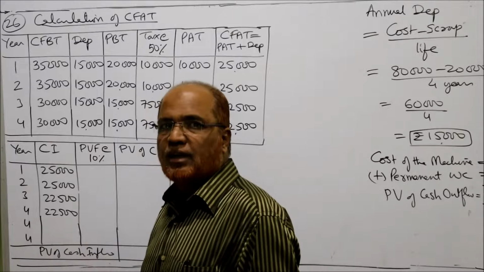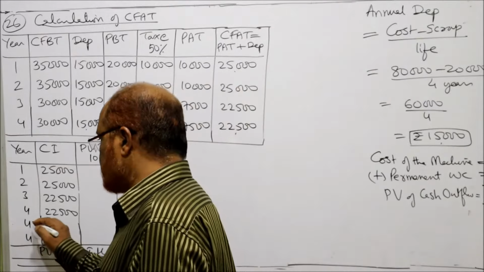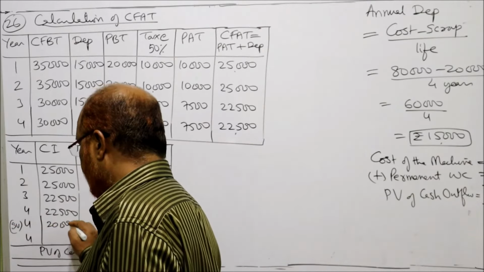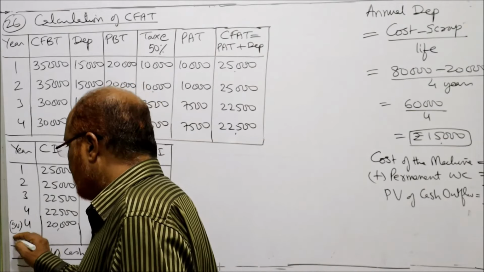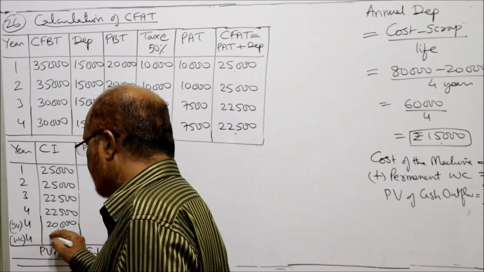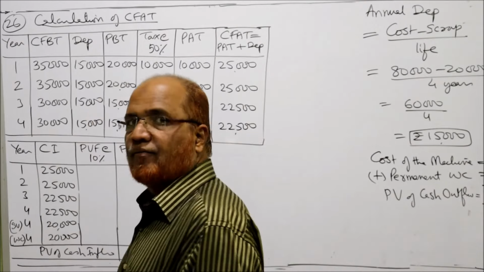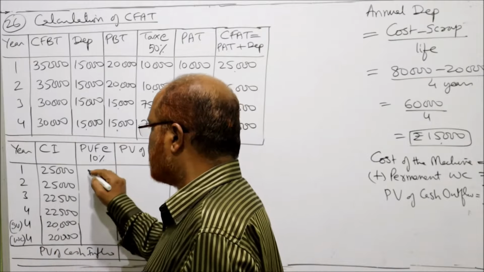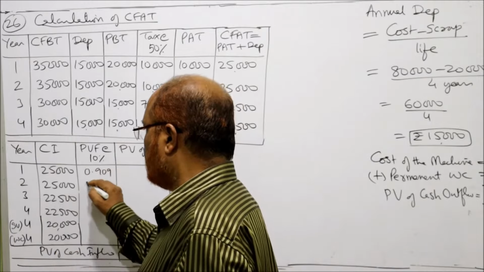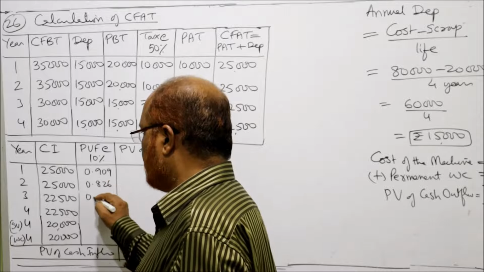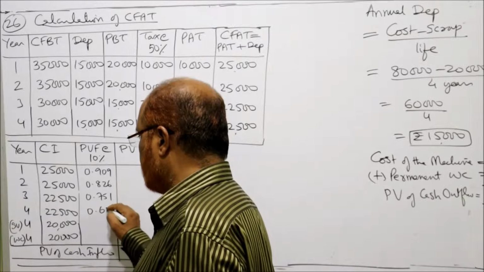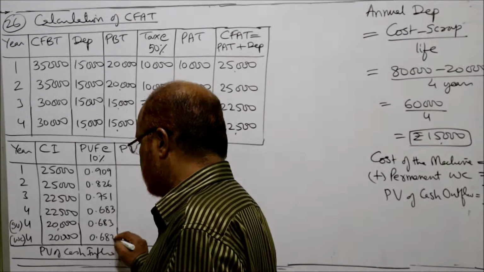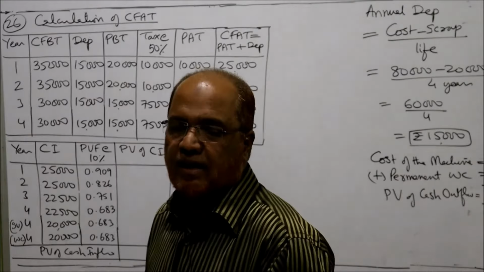Now at the end of the fourth year, we'll get the scrap value, salvage value, SV. And in this fourth year, we'll also get working capital. Working capital we will get 20,000. All these 3 are in the fourth year. PV factors at 10%: 0.909, 0.826, 0.751, and 0.683 for the fourth year, all three items. So we have taken the PV factors at 10%.